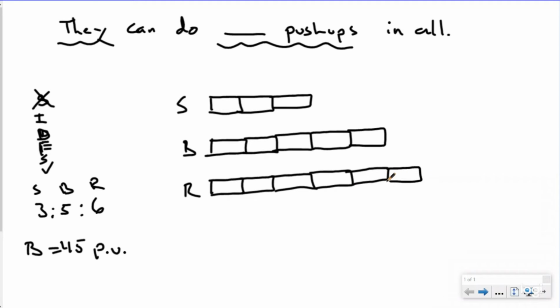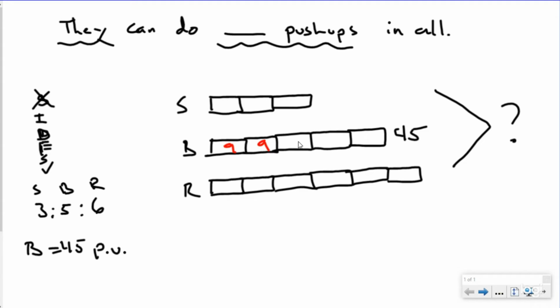And so for every 3 that Miss Street did, Mr. Butler could do 5, and Miss Rogers could do 6. And then also Mr. Butler could do a total of 45. And you want to know how many push-ups they can do in all. Now this just becomes a 4th grade problem, because I know that the total for Mr. Butler's tape diagram is 45. It's split into 5 equal pieces.